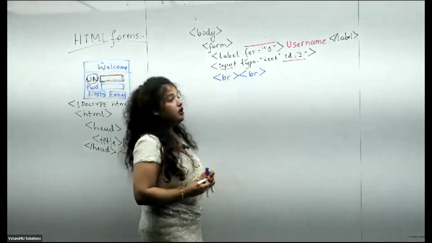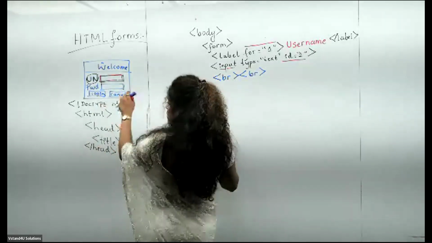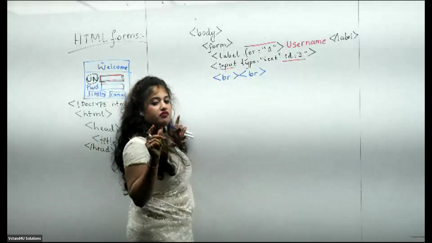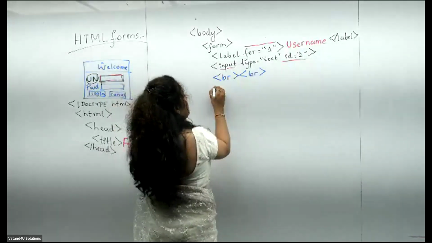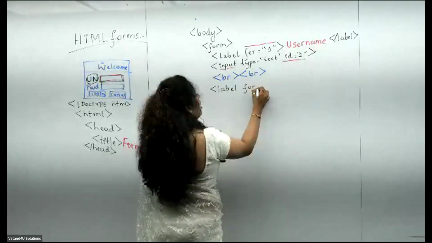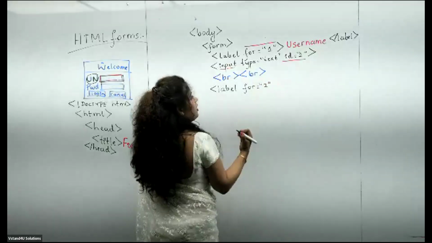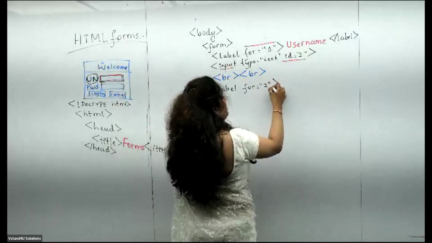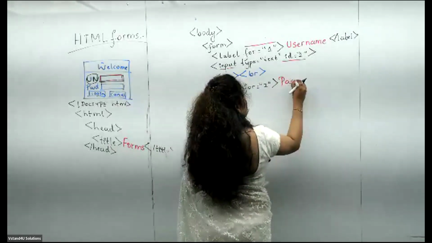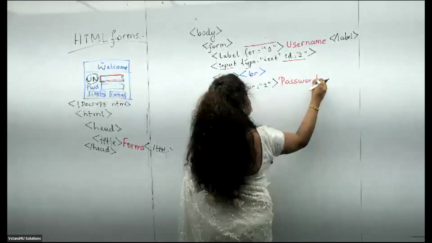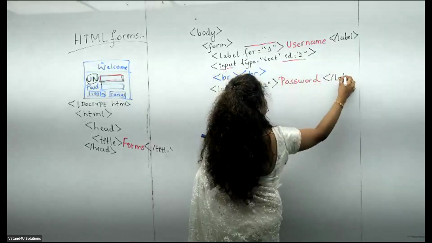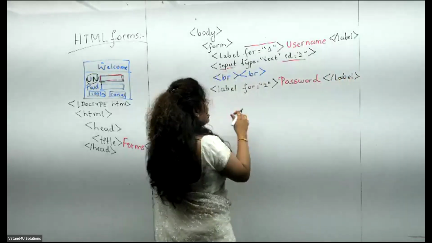Okay, done. Next one, which is the next text field, I want to generate my password text field. Yes, so that I have to give the label first. So what will I write? I will write label and I will give for is equals to 2. And then I'll close this. And what I have to pass there? I have to write something called as password. And let me close this label tag. Clear?